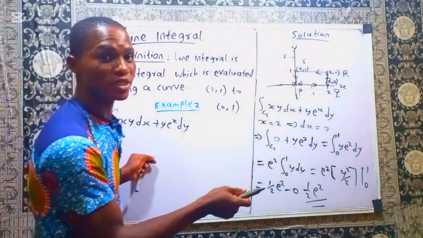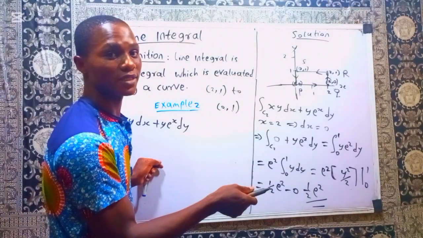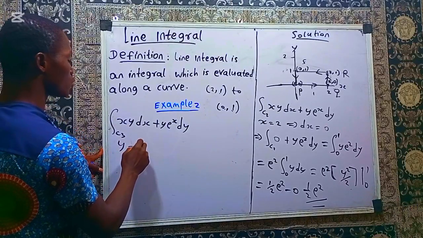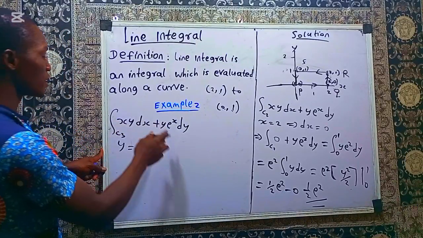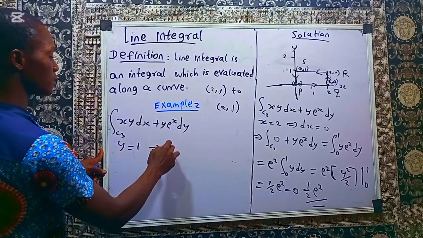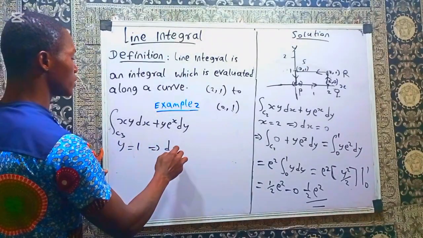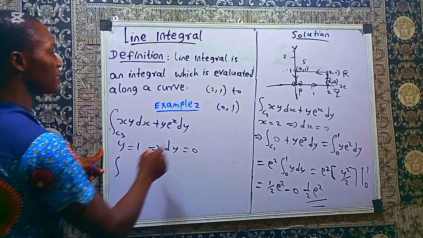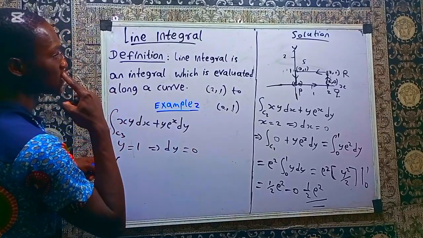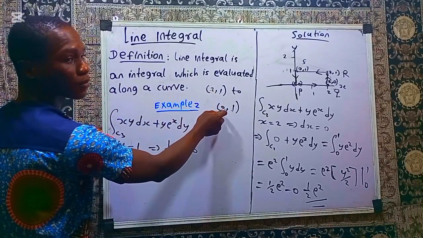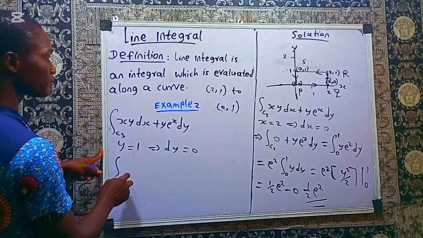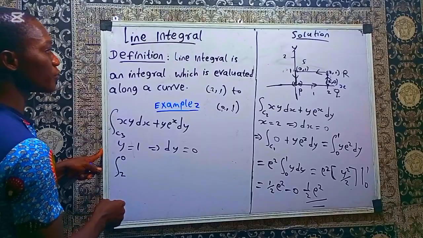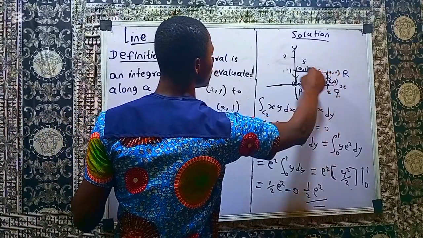Since X changed, you are going to be integrating over the interval of X. Since Y is fixed, Y equals 1, which means you replace Y with 1 anywhere you see it. If you differentiate 1, you get 0, so dy will be equal to 0. So I'm going to replace the dy here with 0. My range of X is the one that varies: X is starting from 2 to 0.